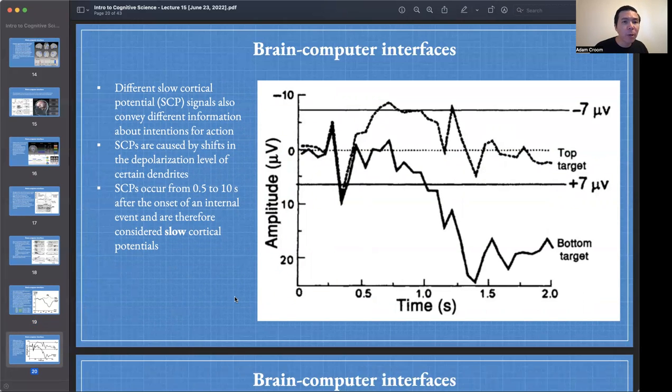Here we see that different slow cortical potential signals also convey different information about intentions for action. Slow cortical potentials are caused by shifts in the depolarization level of certain dendrites. They occur from half a second to 10 seconds after the onset of an internal event, and are therefore considered slow cortical potentials. So 10 seconds, that's a very slow cortical potential, SCP.